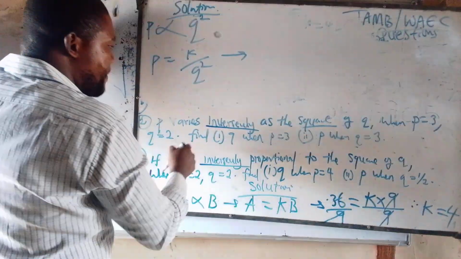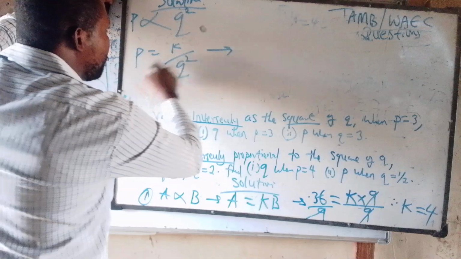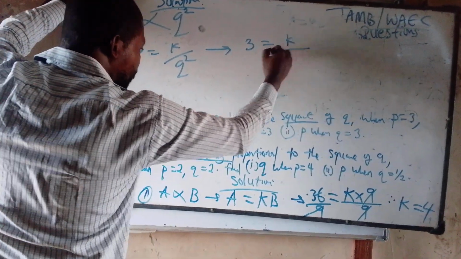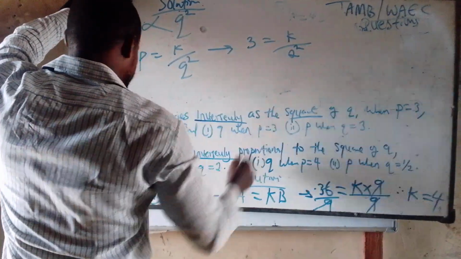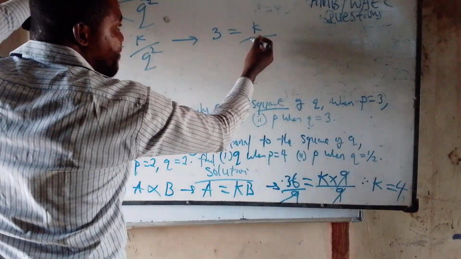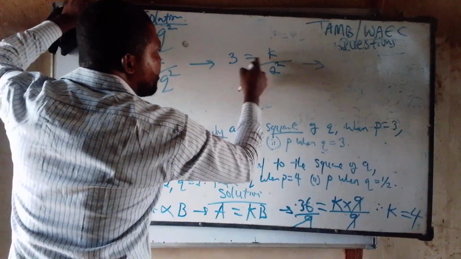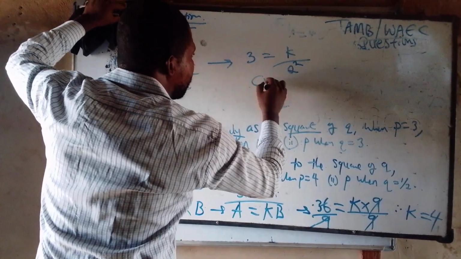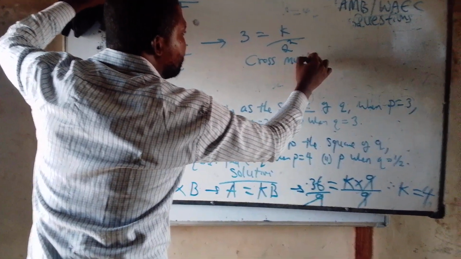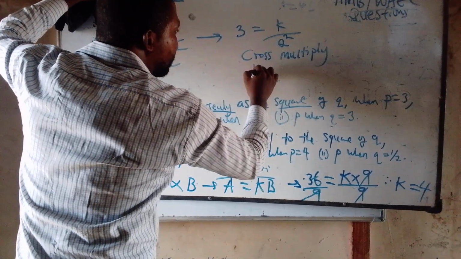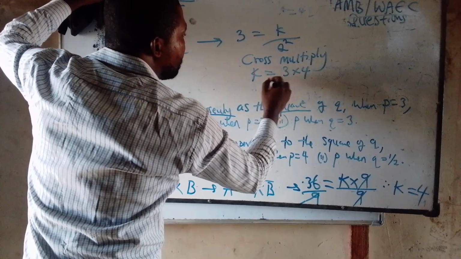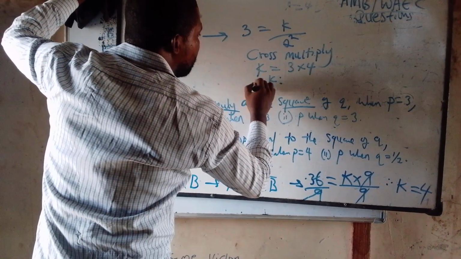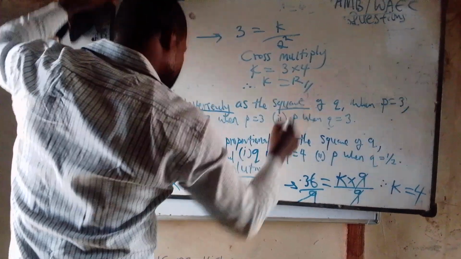If I solve this further, they said when P is 3, I remove P and put 3 equal to K over Q squared. What's my Q? My Q is 2, and 2 is the power. K will come down and we cross multiply. To find my K is equal to 3 times 4, since 2 squared is 4. 3 times 4 is K, therefore K is equal to 12. This is my final answer.